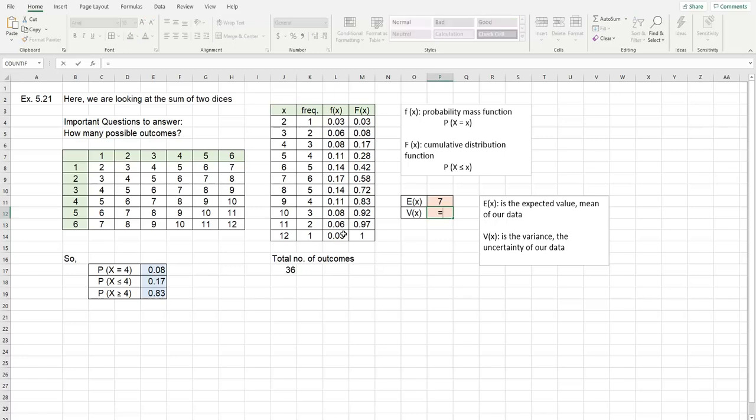Variance is basically used to judge the uncertainty of our data, and normally we calculate variance by taking the square of the standard deviation of our data. So we put this in brackets since we're going to square it later on. We take the standard deviation of our frequency and then square it, which gives us the variance of 2.82, and that pretty much covers discrete probability distributions.